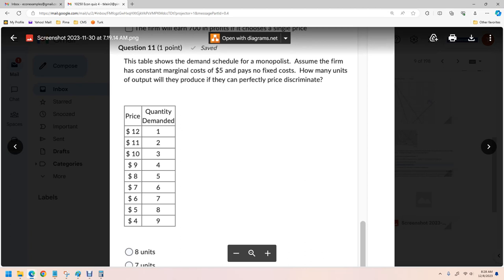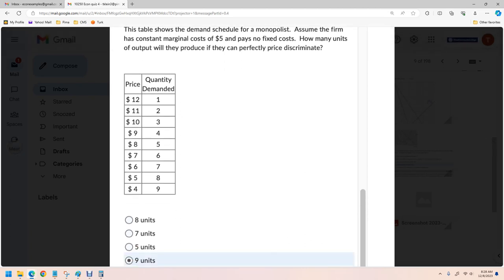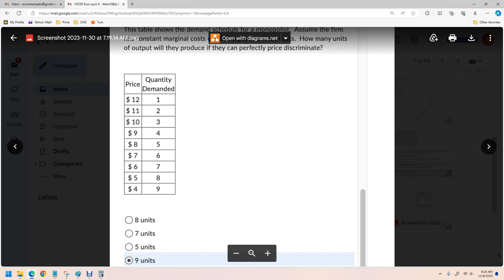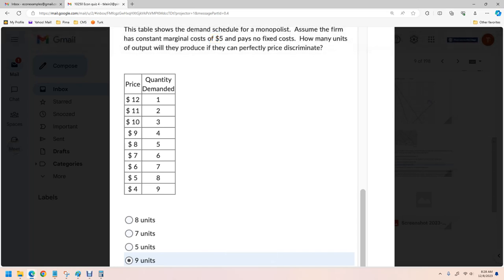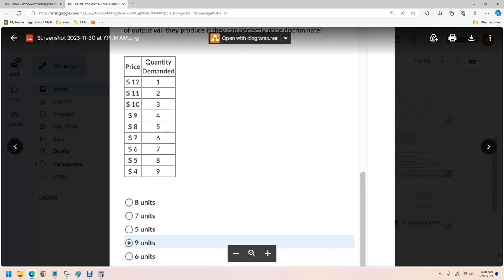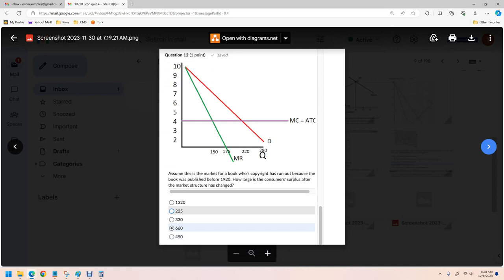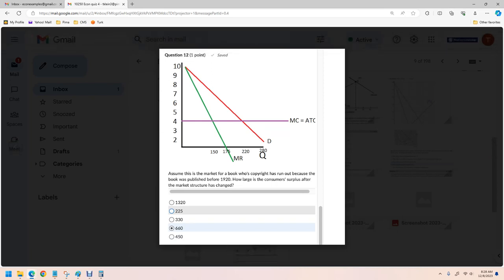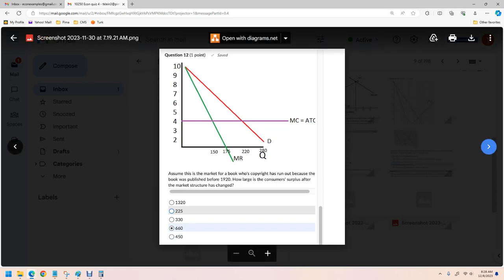How much output will they produce if they can perfectly price discriminate? We're just going to go to where marginal cost equals the price. So we're going to produce all the way to eight. This is the demand, basically. If the copyright runs out, then it's going to become perfectly competitive. So it'd be right there. It's a little bit off on that. 220.